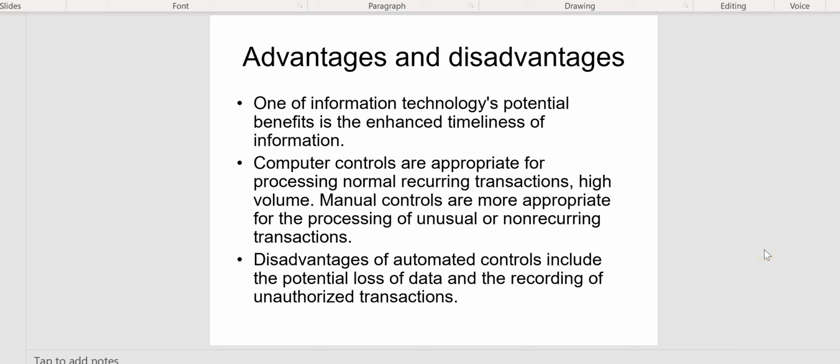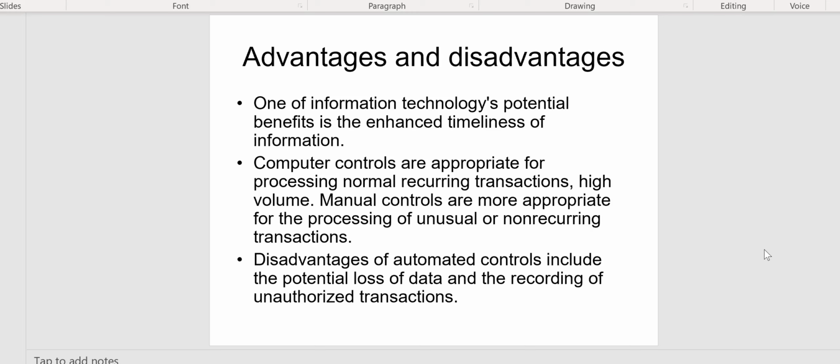Advantages and disadvantages now. One of information technology's potential benefits is the enhanced timeliness of information. So timeliness is the advantage. Computer controls, when are they appropriate? Processing normal recurring transactions, because if you can test the control and it works once, it should work all the time. So computer controls are appropriate for processing normal recurring transactions. High volume would be great for having computer controls. You're going to need some manual controls, though, for processing of unusual or non-recurring transactions.